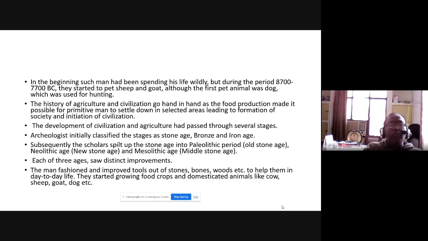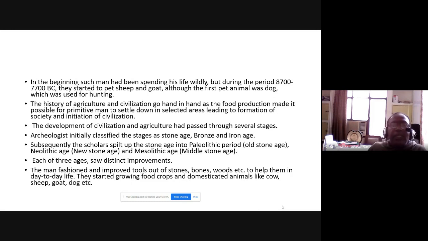In the beginning, from 18,700 to 7,700 BC, sheep and goats were started to be eaten, and the pet animal at that time was the dog. Since that time onwards, man started hunting animals and collecting food.